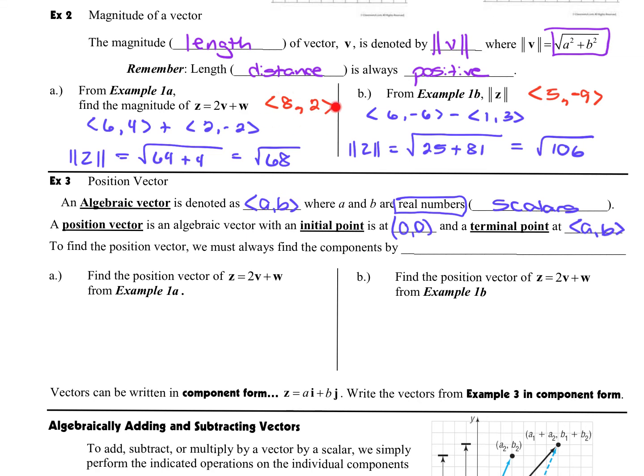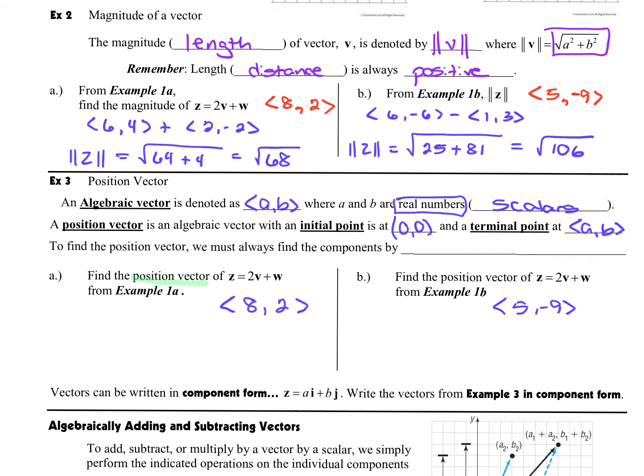So this right here is our position vector. So what I wrote here is actually called the position vector. I just helped us find it before I gave you the word for it. So our position vector is the point, or is the vector 8, 2, and our position vector over here, we already found it, is going to be this vector 5, -9.